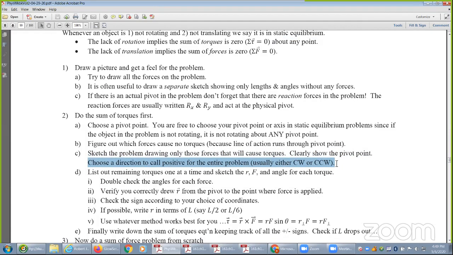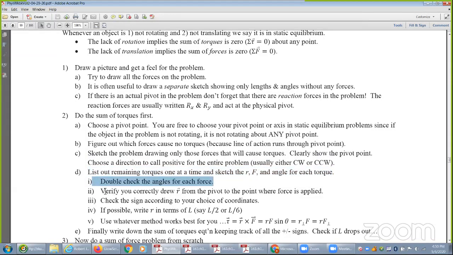In math class, we always call counterclockwise positive. In this class, sometimes we're going to do it the other way. That's like sometimes we call up the positive direction, sometimes we call down the positive direction for physics. It doesn't matter. Coordinate systems shouldn't affect the results. All right. So list out the remaining torques and figure out each one.